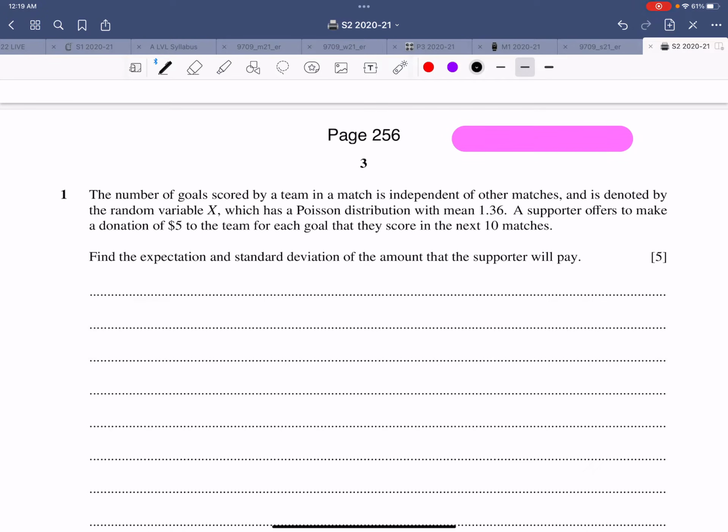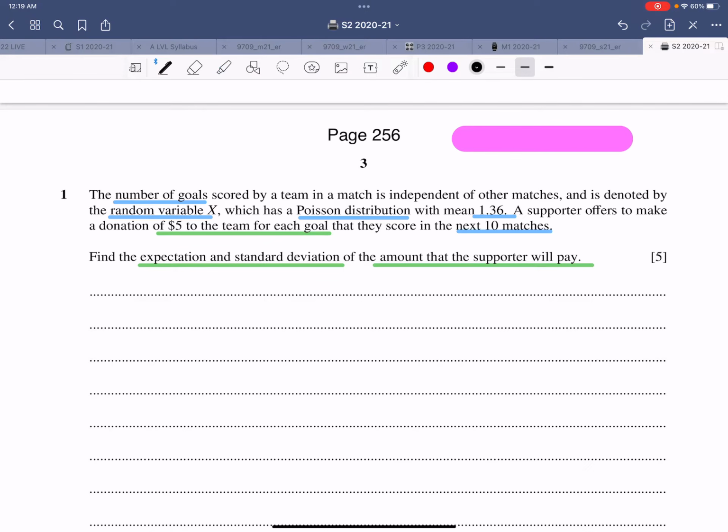The question says that the number of goals scored by a team in a match is independent of other matches. The number of goals scored by a team in a match is denoted by the random variable X, which has a Poisson distribution with mean 1.36. A supporter offers to make a donation of $5 to the team for each goal that they score in the next 10 matches. Find the expectation and standard deviation for the amount that the supporter will pay.